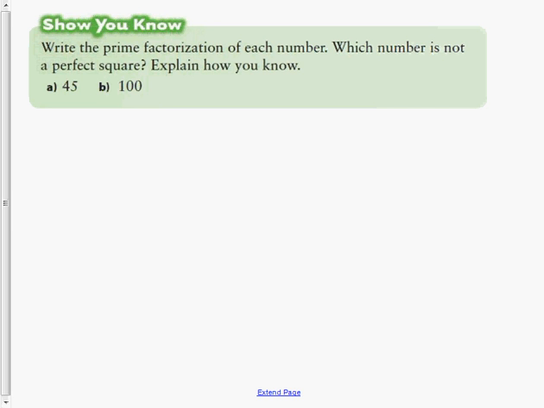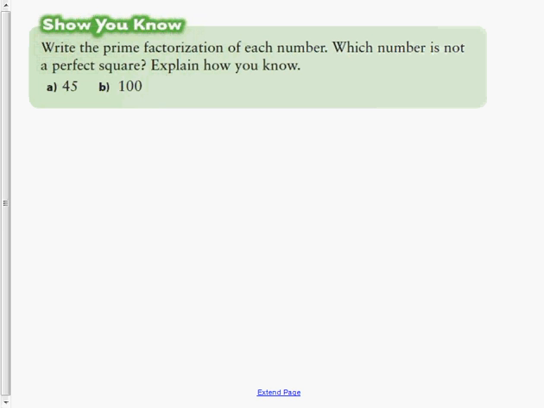Okay, grade 8, this is your Introduction to Pythagorean Theorem. Section 3.1 is on squares and square roots. Now, we've already done the Show You Know in class, but I'm going to go over it one more time just to have a reference for those of you who maybe didn't understand it the first time, to be able to follow.